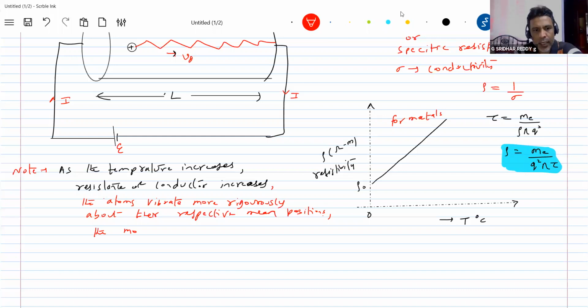The moving electron, the free electron, you write here. The drifting electron, let me write. The drifting electrons encounter more collisions. These are all three. More than one option, they may ask you. You have to be careful here.